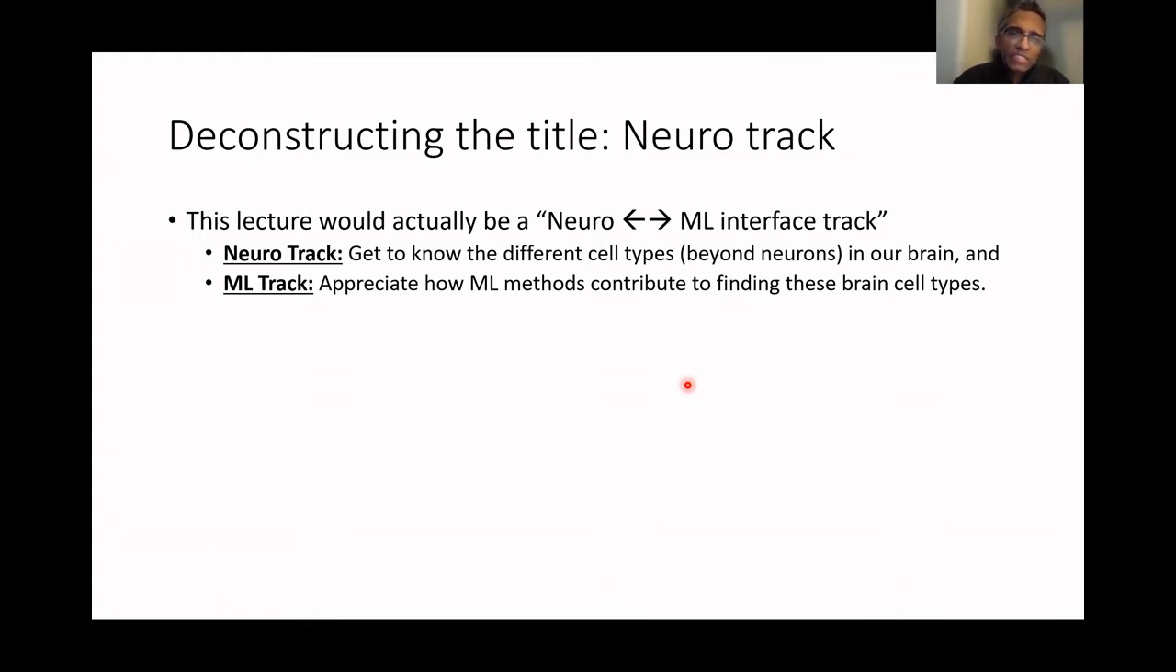The ML track is that modern neuroanatomy is relying on ML methods to analyze large-scale data sets to actually find these cell types, both neuronal and non-neuronal cell types, right? And so we would want to appreciate how machine learning is contributing to actually cataloging these different brain cell types and cell subtypes. So that is the machine learning track that comes in, okay?